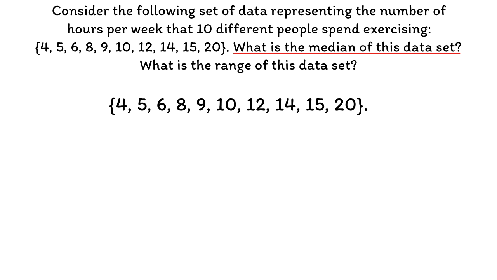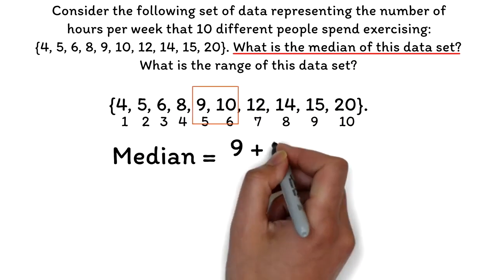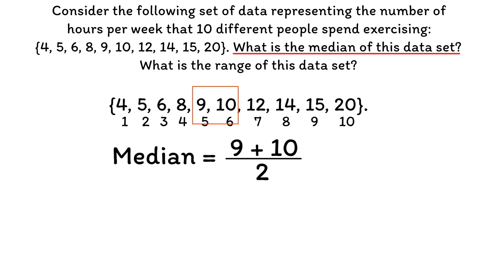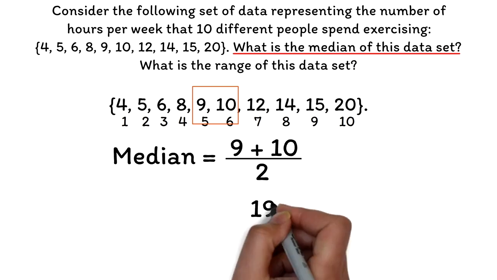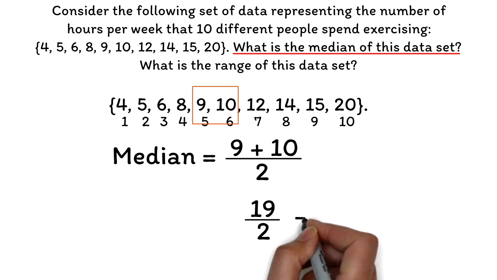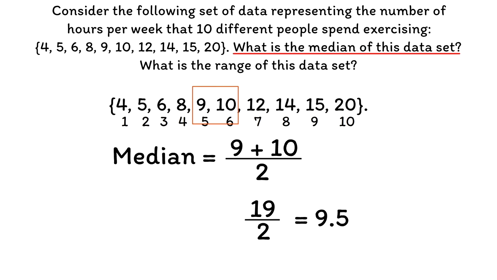The set of data given in our question are 10 in number and the middle numbers are 9 and 10. Hence the median will be 9 plus 10 all divided by 2. 9 plus 10 equals 19. 19 divided by 2 will give 9.5 as the median.